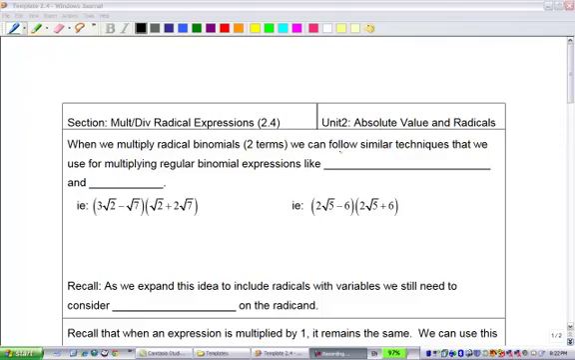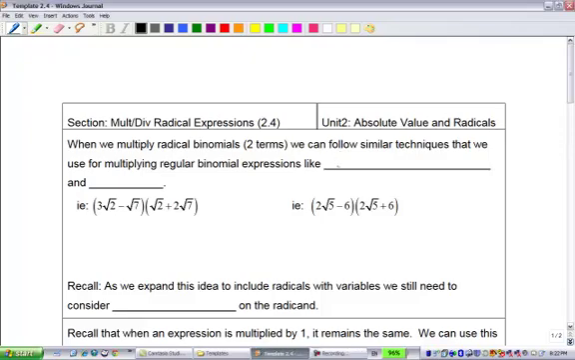When we multiply radical binomials, which really just means a two-term expression, we can follow similar techniques that we use for multiplying regular binomial expressions, like difference of squares. We also use foiling. So let me just write down FOIL, which is an acronym for first, outside, inside, last. So we can use these techniques. Let's just practice this for radicals.